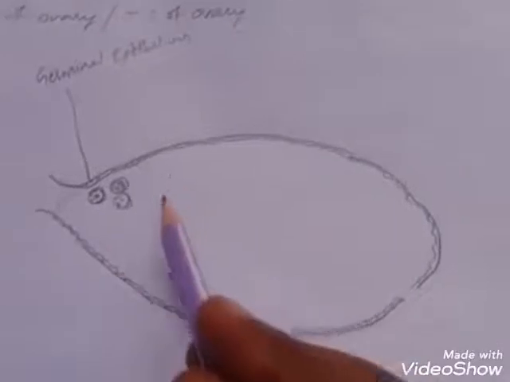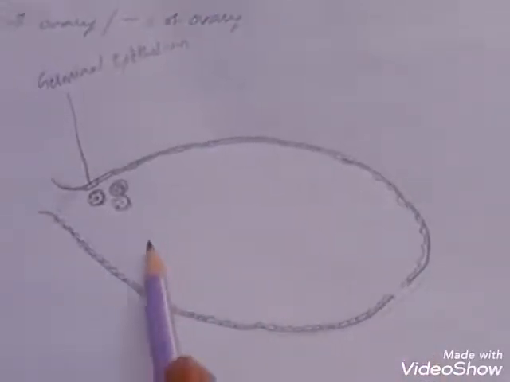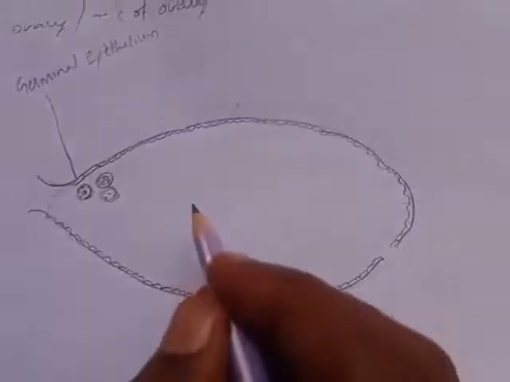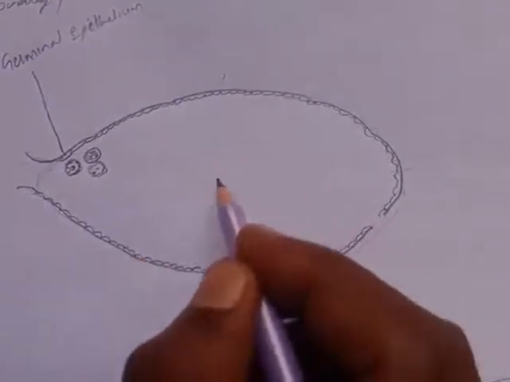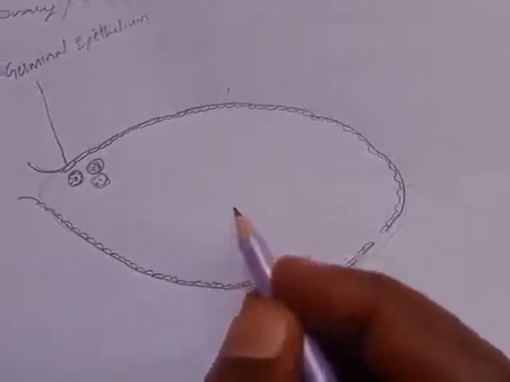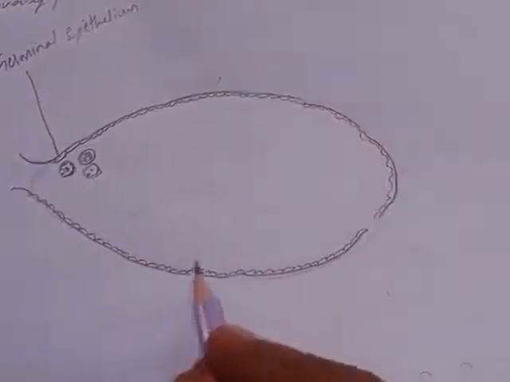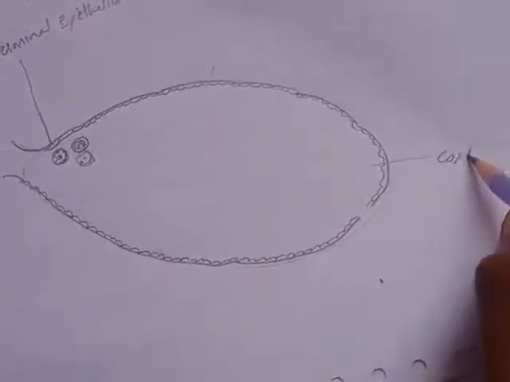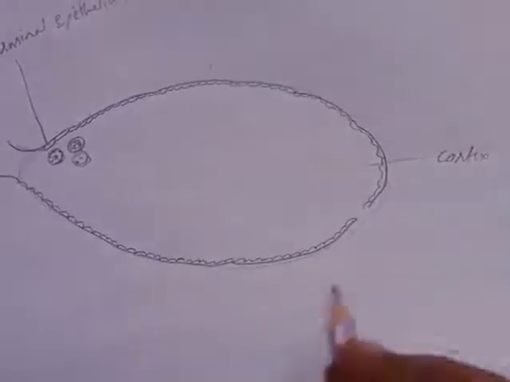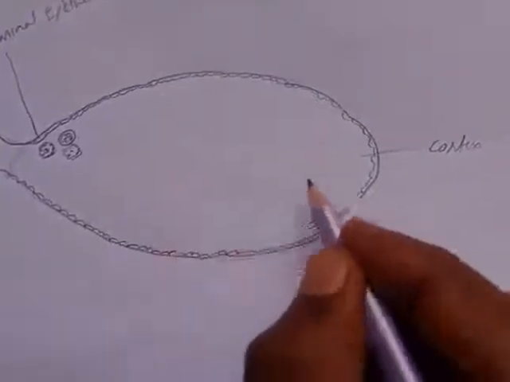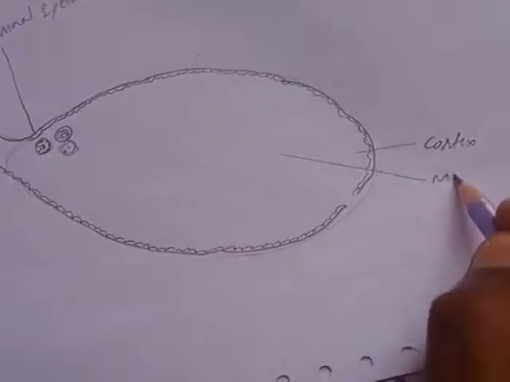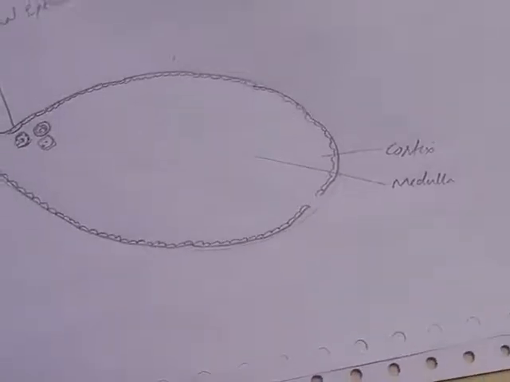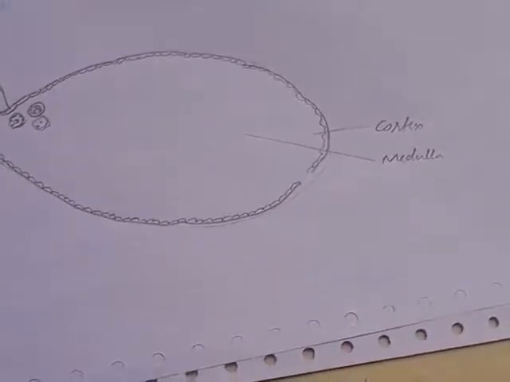There are two regions we can see. This is the cortex region, and the middle part of the ovary is called the medulla, and the outer part is called the cortex region. I'll show this as cortex, and this is the medulla region. Medulla.